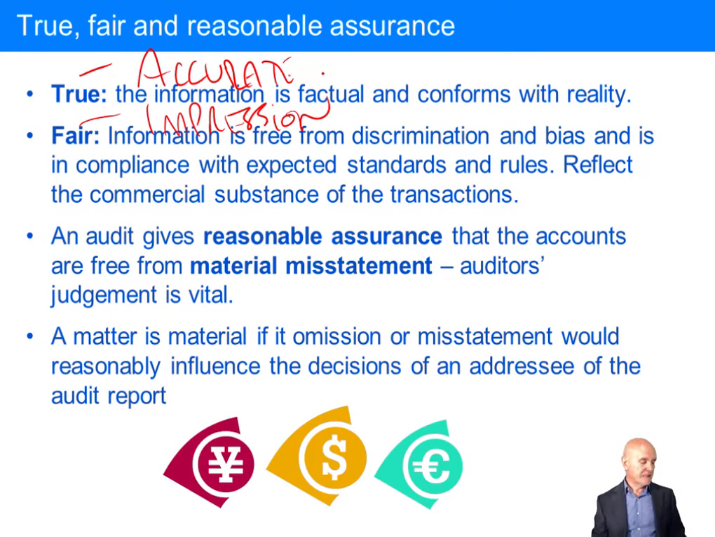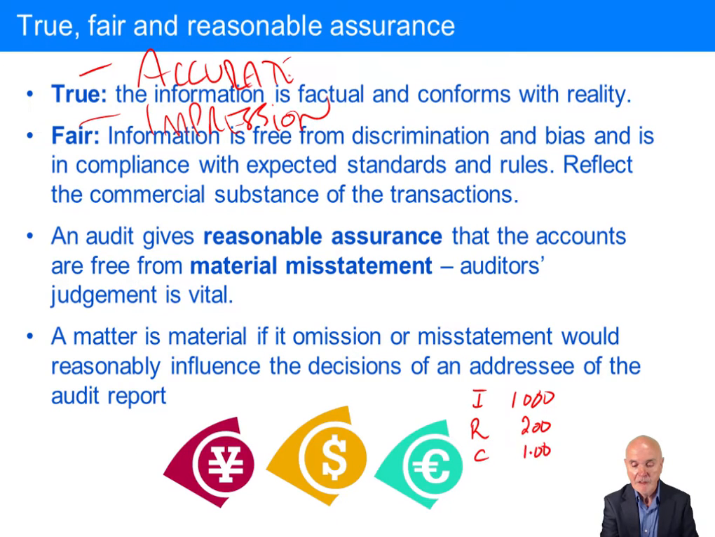Whether something is misleading or not misleading, and so on. And you have to be both. So let's see how we can illustrate true and fair. If we had in our statement of financial position inventory sitting at 1,000, and receivables, let's say, sitting at 200, and cash sitting at 100, so you have current assets of 1,300.